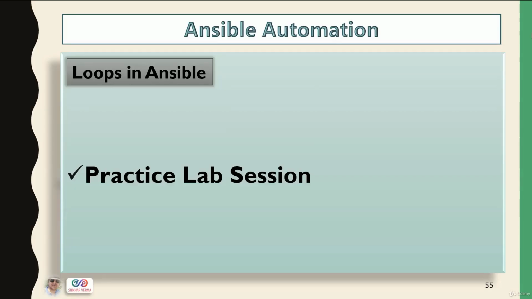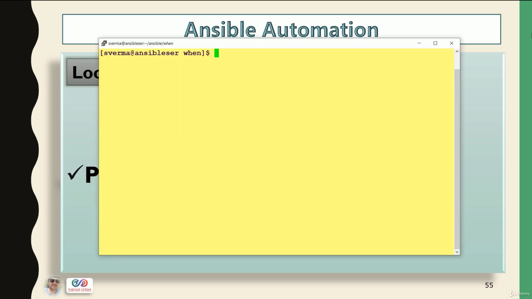This is a practice lab session for understanding loops in Ansible playbook. Let me quickly log in to my Ansible server, and I'm going to create a very simple playbook in which I'm going to define loops in Ansible. So this is the name of my playbook. Hosts, I am defining prod here, and I'm just going to print some message via the loop. So I'm not going to use become and all because it's a very simple playbook.